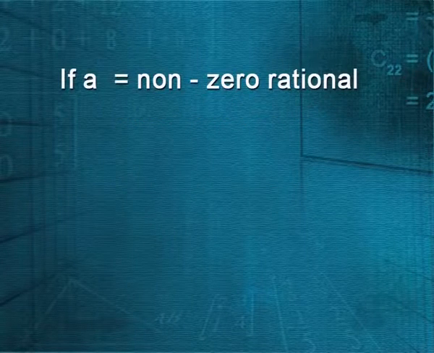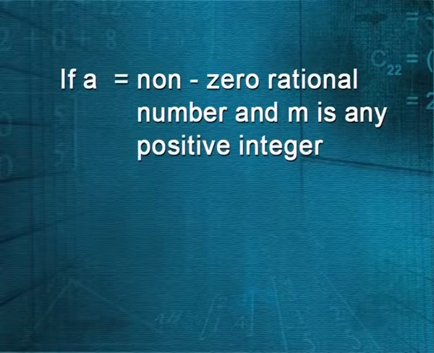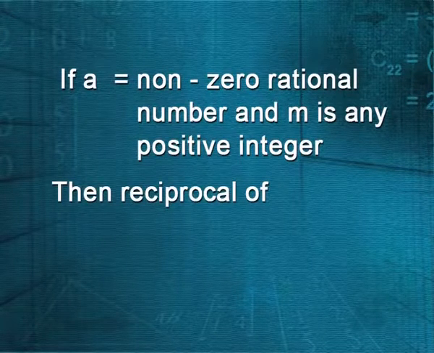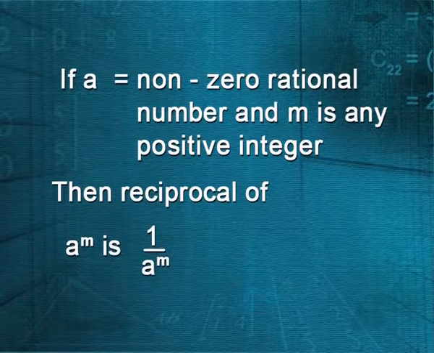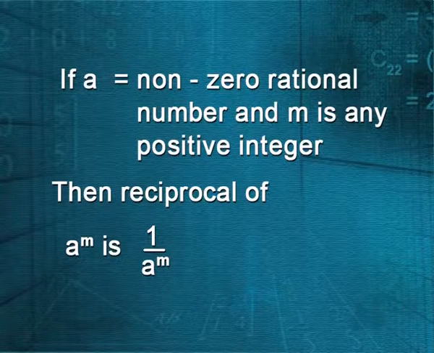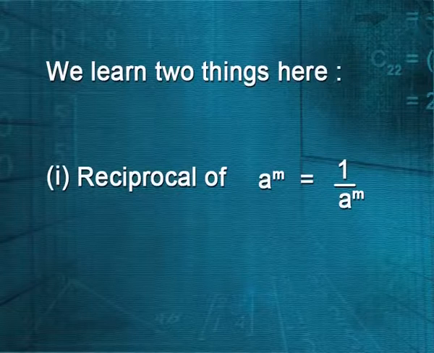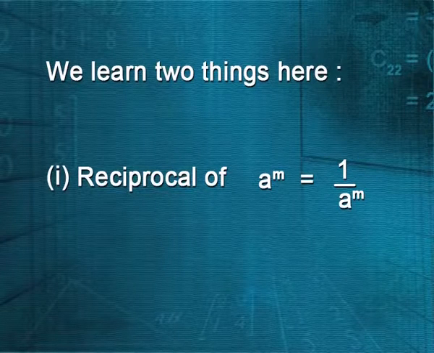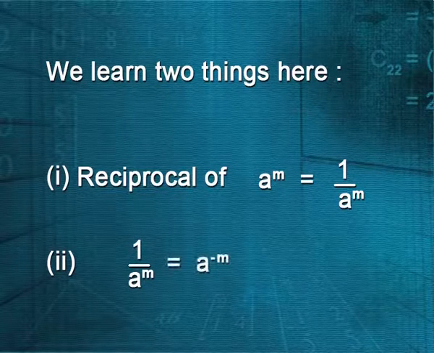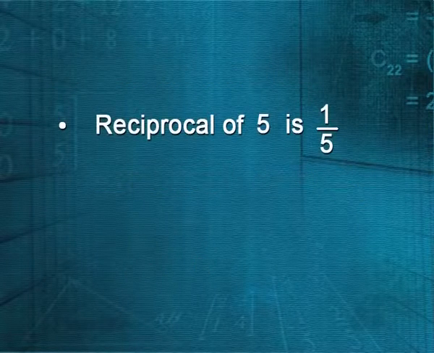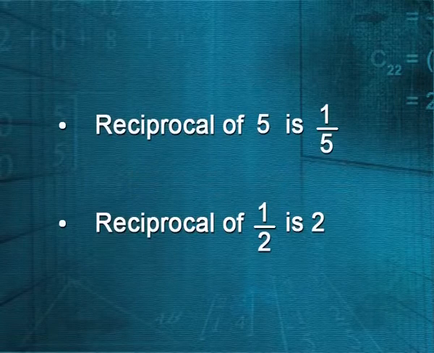If a is any non-zero rational number and m is any positive integer, then the reciprocal of a raised to power m is 1 upon a raised to power m, or if you write it in the numerator, then it is a raised to power minus m. So, we learn two things here: that the reciprocal of a raised to power m is 1 upon a raised to power m, and 1 upon a raised to power m can be written as a raised to power minus m. So, the reciprocal of 5 is 1 by 5, the reciprocal of 1 by 2 is 2.